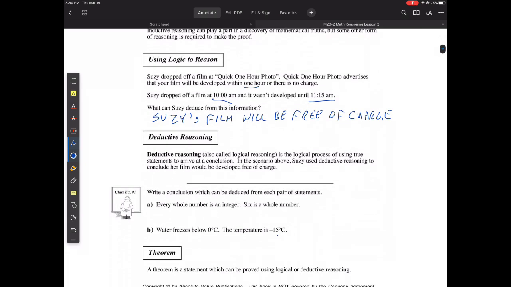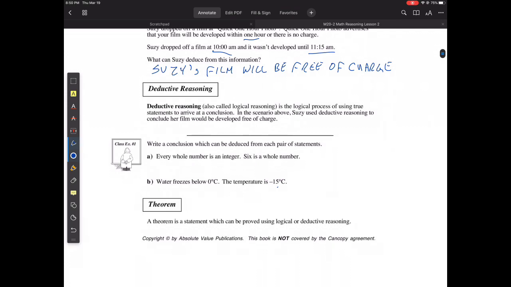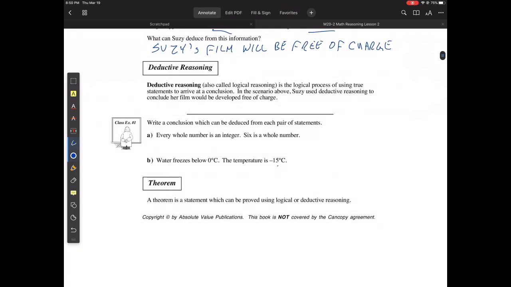When we're using deductive reasoning, which is a form of logical reasoning, then we can use true statements or facts to arrive at a conclusion. In the scenario above, Susie used deductive reasoning to conclude her film would be developed free of charge because there was the fact that they don't charge if it takes longer than an hour, and the fact that it took longer than an hour. If I'm writing a conclusion which can be deduced from each pair of statements, well, if every whole number is an integer, and 6 is a whole number, then 6 is an integer.